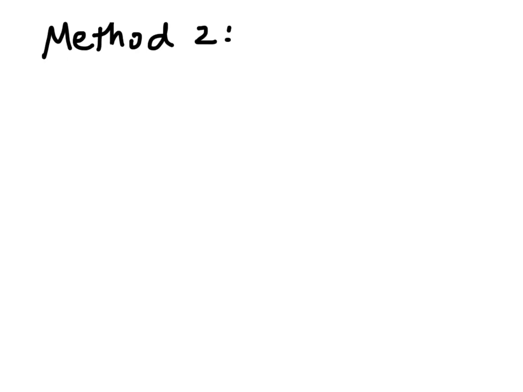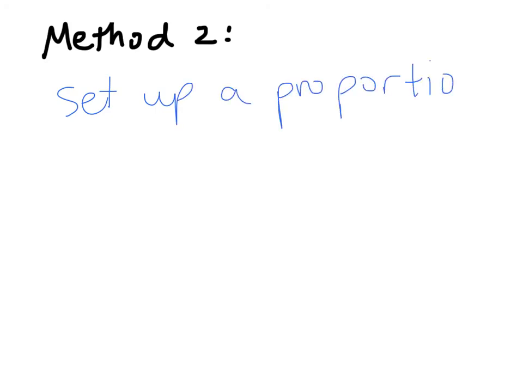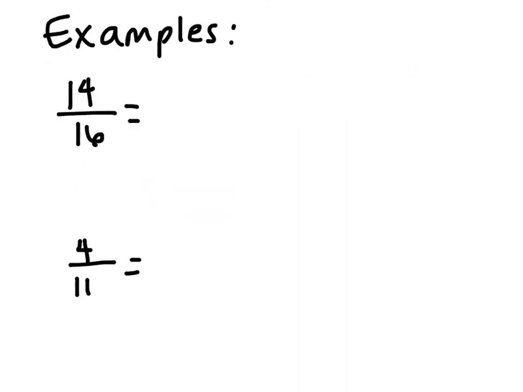So our second method is to set up a proportion. And so what we do is whatever our fraction is, we have numerator over denominator, and we set it up as x over 100, and we solve that proportion. So let's do an example.